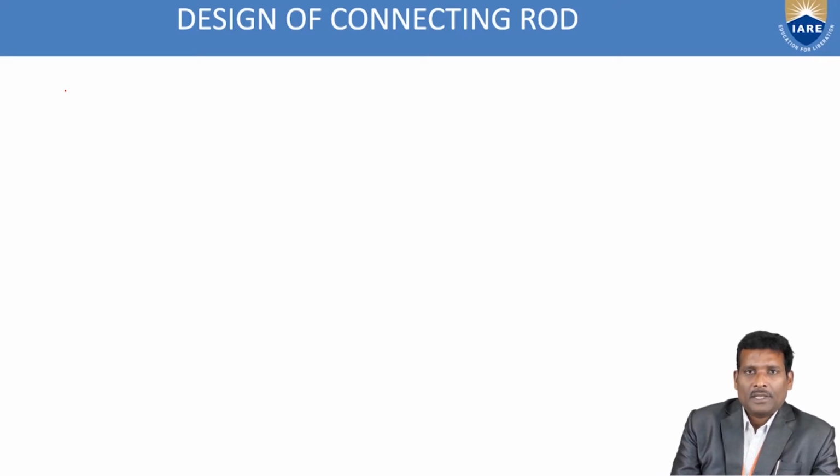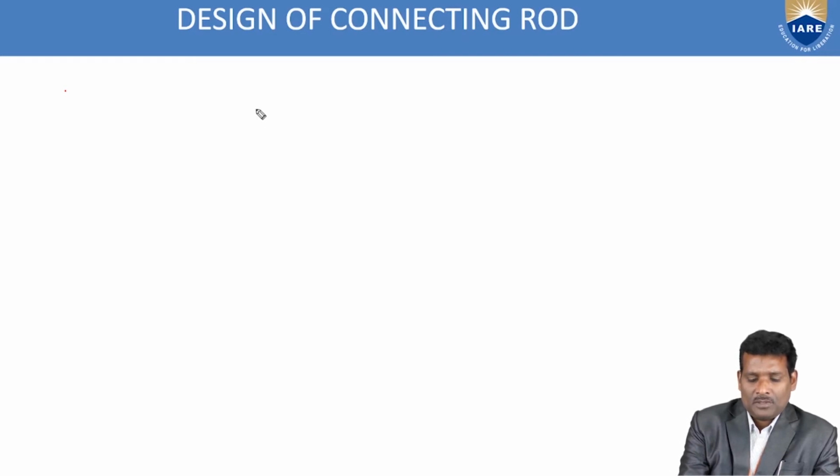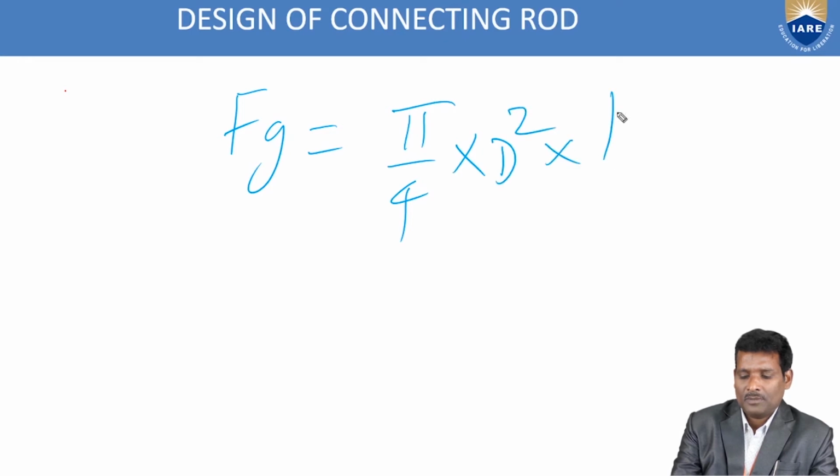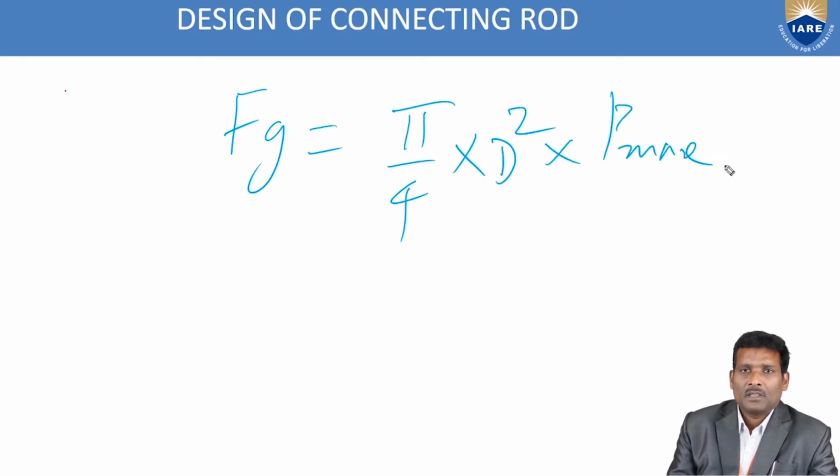Now calculate the force on a connecting rod. That is the gas force, which is area multiplied by gas pressure: pi/4 multiplied by d squared times the maximum gas pressure. That is the gas explosion inside the cylinder, so that is the pressure you should take here. Here d is the piston diameter or cylinder bore. You will get the gas force. This gas load is equal to the buckling load.